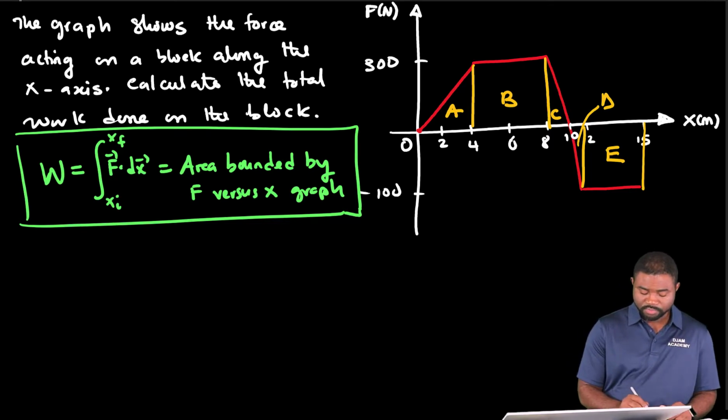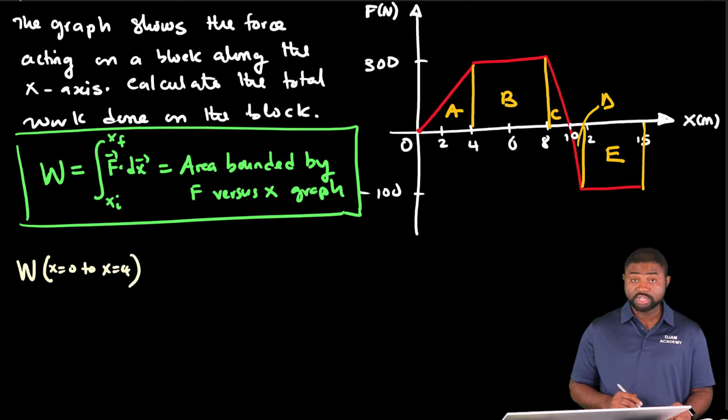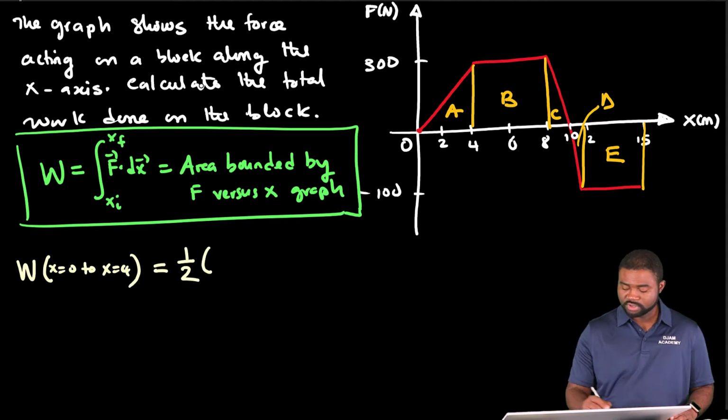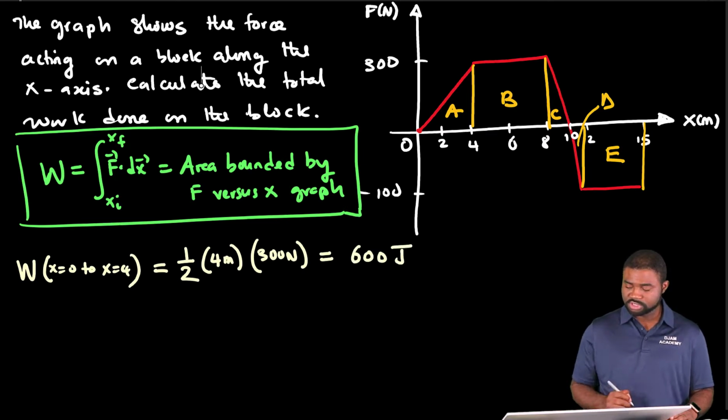So the work done between x equal to 0 to x equal to 4, let me put it that way, is going to be equal to the area bounded by that graph. So this is just 1/2. The base is 4 meters multiplied by the height, which is 300 newtons. So we will have here 600 newton meters or 600 joules.